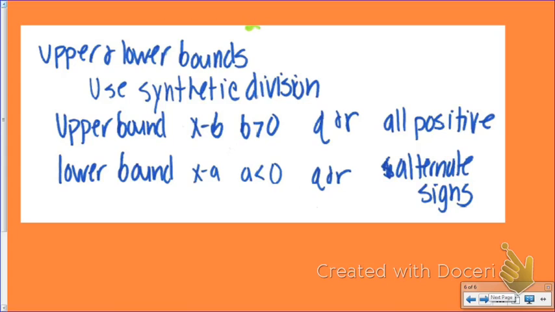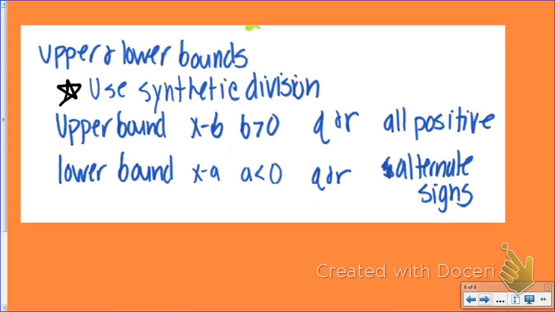Alright, now the last thing we're going to look at is, again, it's pretty simple if you remember how to use it. Basically, we're going to find upper and lower bounds. In order to find upper and lower bounds, all you need to do is synthetic division. So if you know how to do synthetic division, you already know how to do this. It's not too bad. Okay, just remember that that's all we need to do.